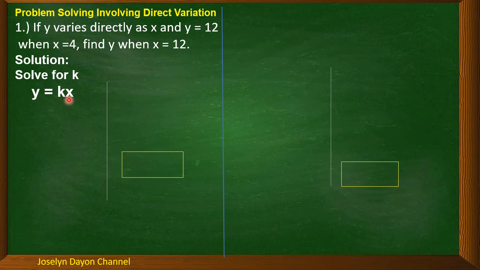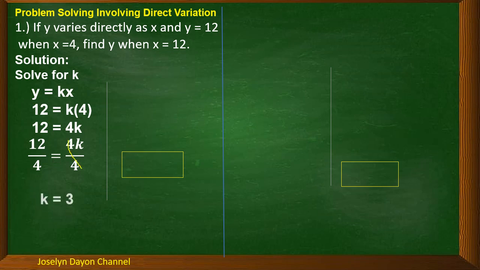Now we have to solve for our k. Y is equal to 12 and x is equal to 4. Now 12 is equal to 4k. To solve for k, we have to divide both sides of the equation by 4. So we have 4k divided by 4, that is equal to k, and 12 divided by 4, that is equal to 3. So we have now a value k is equal to 3.